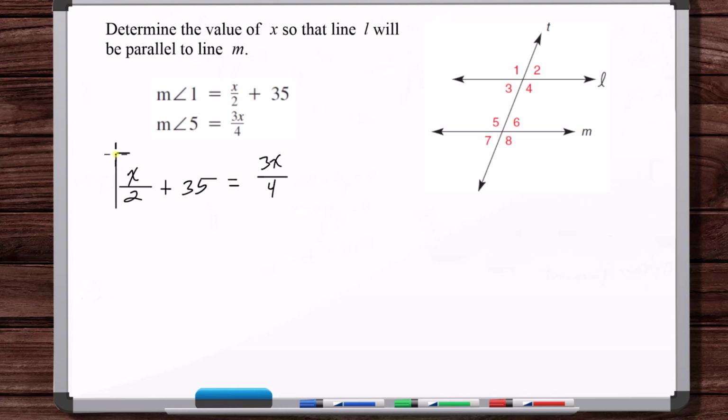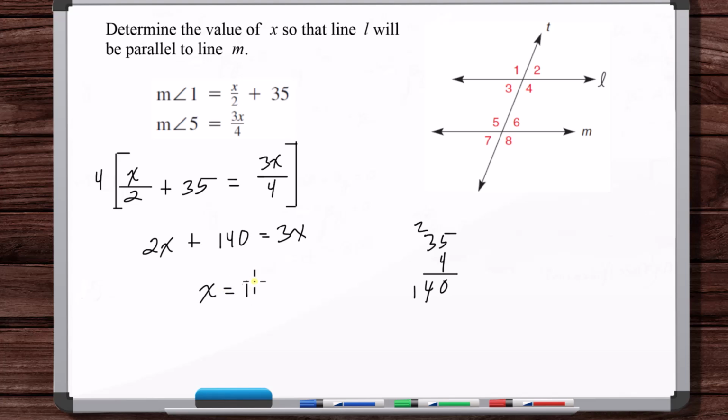So let's multiply this entire equation by 4. So this, we get 2x, 35 times 4. 4 times 3 is 12. It's 140. Okay, subtract 2x from both sides. You get x is equal to 140.